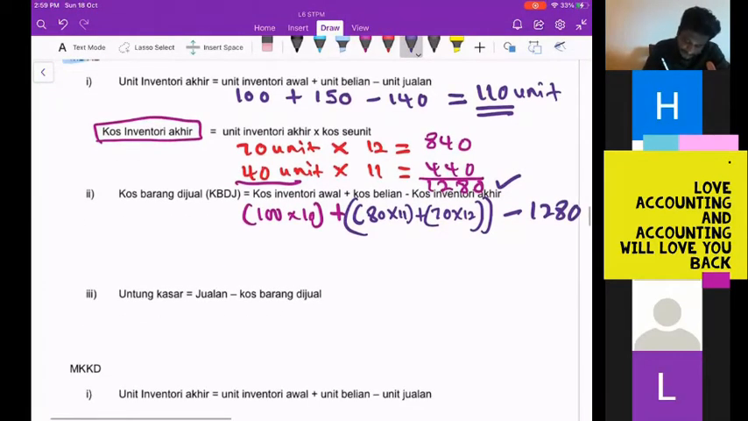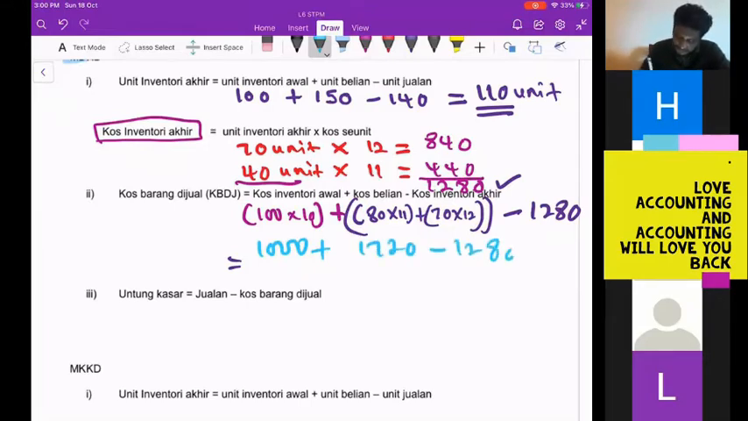So now I need to calculate cost barang dijual. How to calculate cost barang dijual? 100 times 10, I get 1000, plus 80 times 11, plus 70 times 12, that is 1720, minus 1280. So I get 440. This is my cost barang dijual.